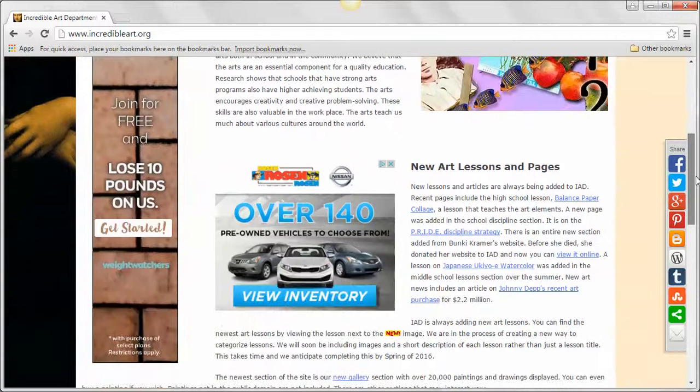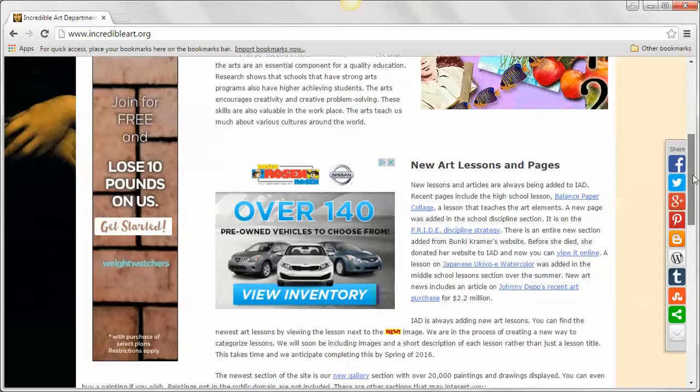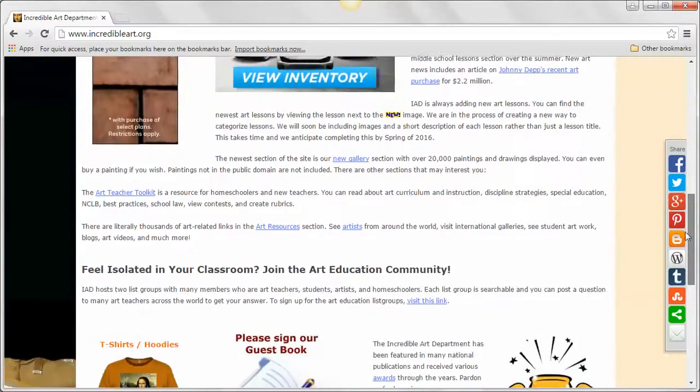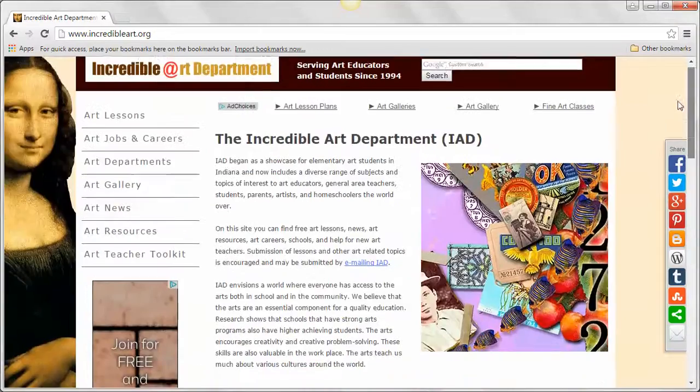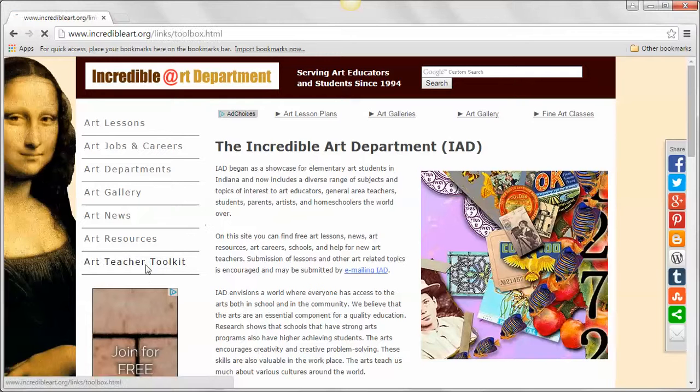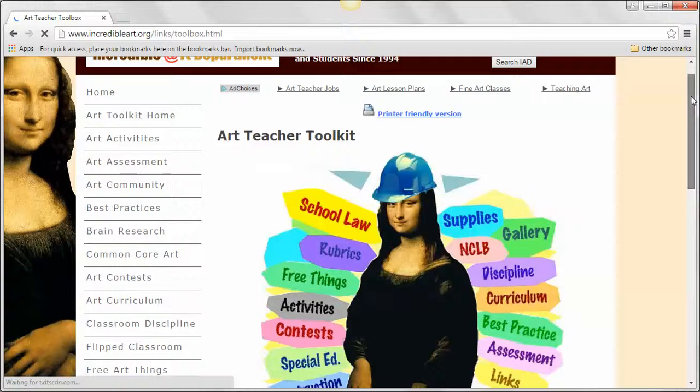So again, it's updated quite a bit as far as new art lesson plans and pages that are used. I'm going to use one of those new lesson plans that was updated recently for my example here. One thing that I'll point out before I get to that is the Art Teacher Toolkit.